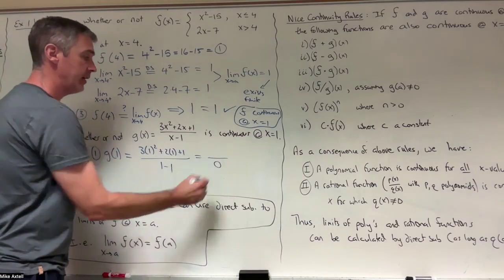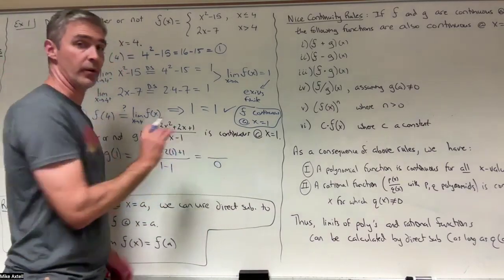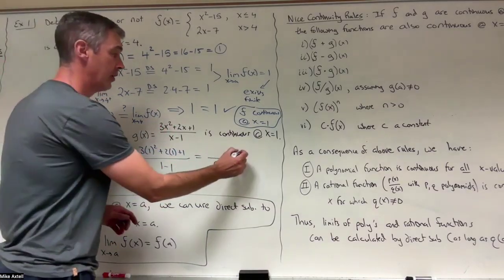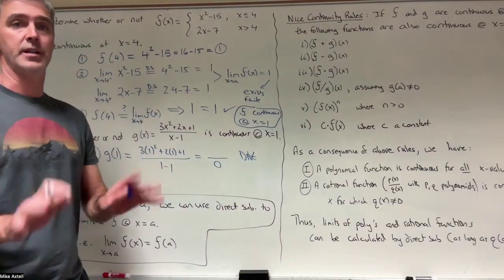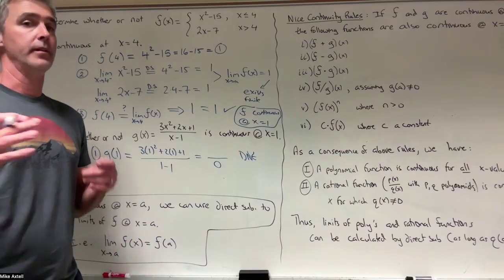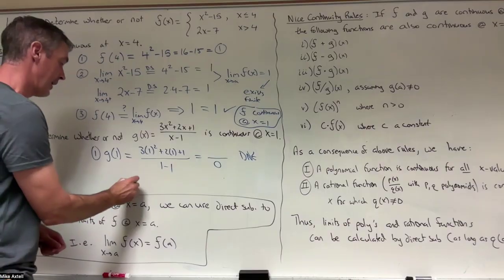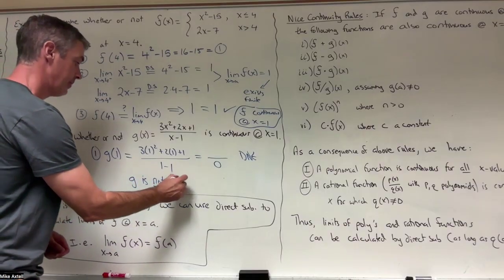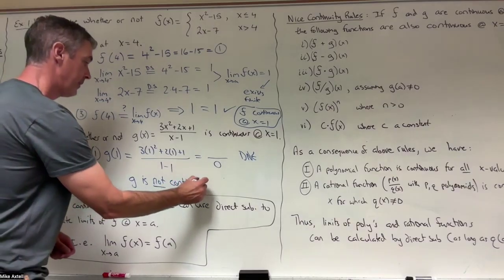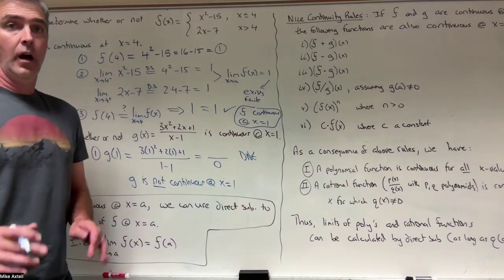The denominator is having me divide by 0. So I don't care what the numerator is. I can't divide by 0, so it does not exist. So g of 1 does not exist. I have not even gotten past the first item on my checklist, so I can automatically say g is not continuous at x equals 1, right?